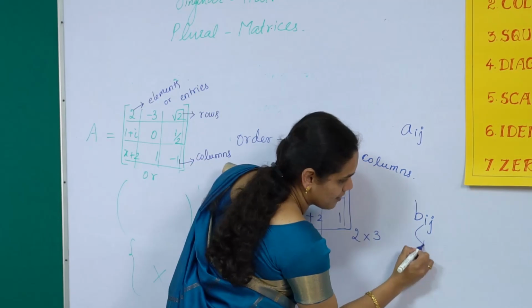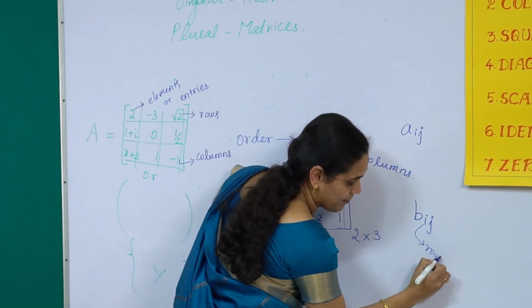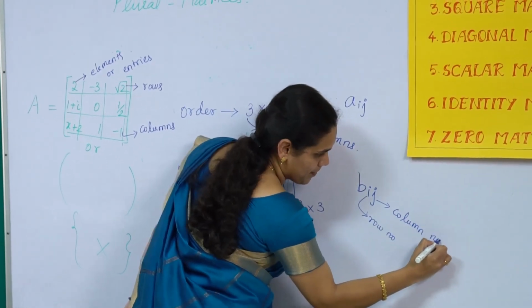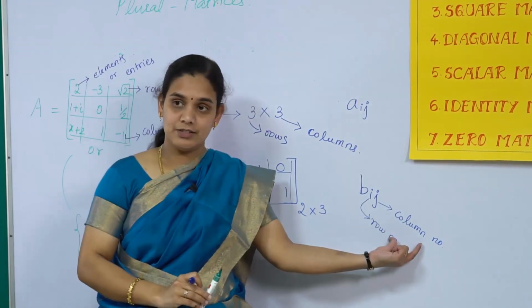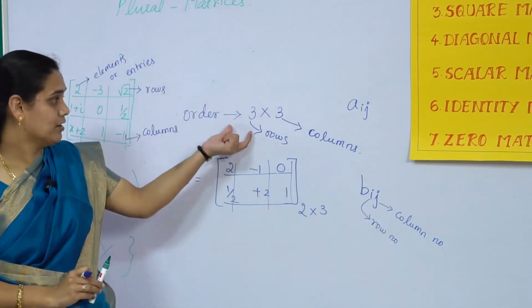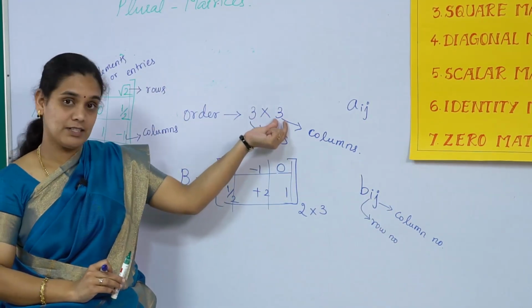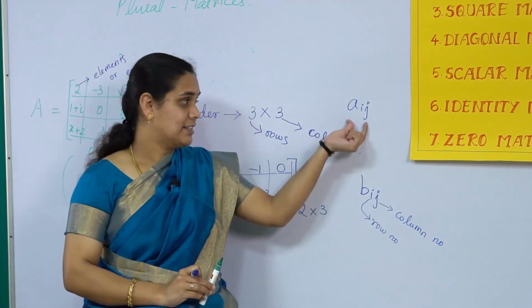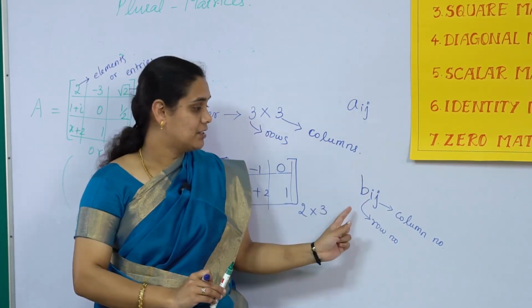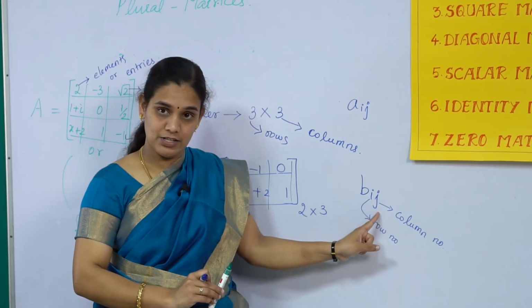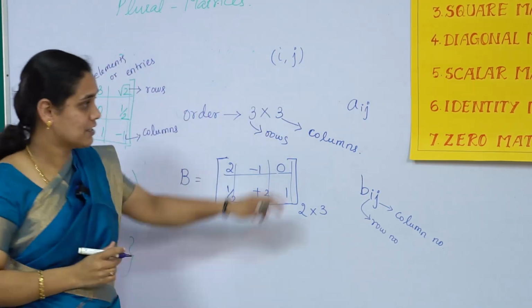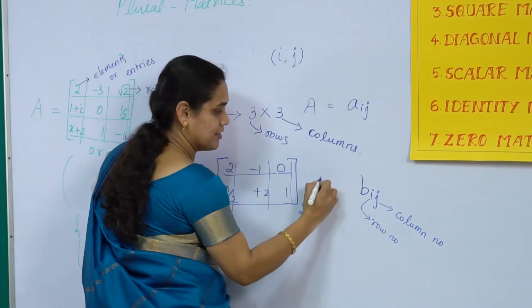And i is always representing the row number and j is always representing the column number. We should not change this order. The first one is always row, the second one is always column. Even in the order, the first one is the number of rows, the second one is the number of columns. We say this as an element in the ith row and the jth column. This is the element in the ith row and jth column, or the ijth element of the matrix A here, and this is B here.